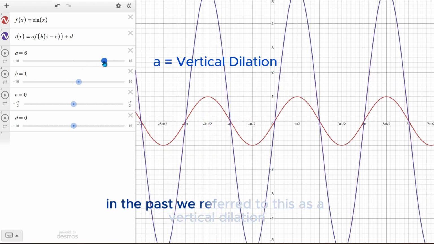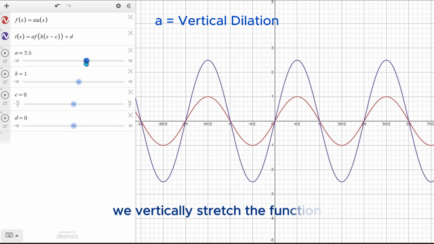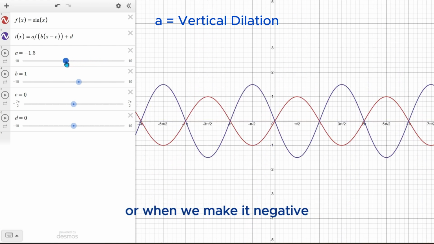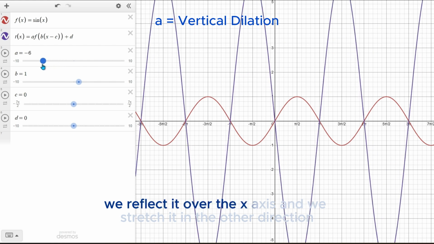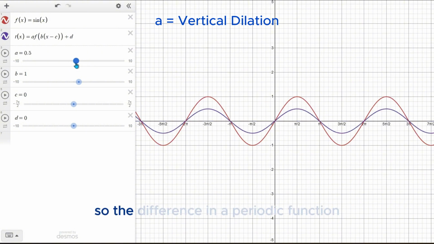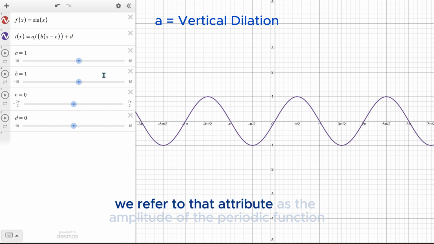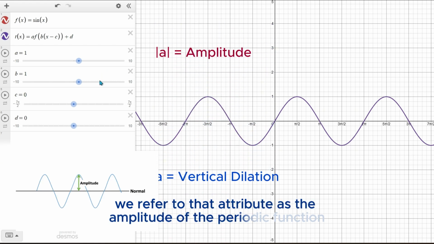In the past, we referred to this as a vertical dilation. We vertically stretch the function, or when we make it negative, we reflect it over the x-axis and we stretch it in the other direction. So the difference in a periodic function, instead of referring to that as a vertical stretch, we refer to that attribute as the amplitude of the periodic function.